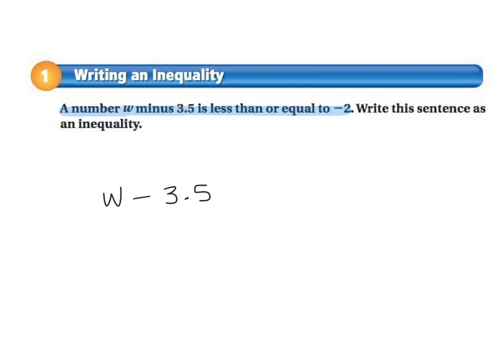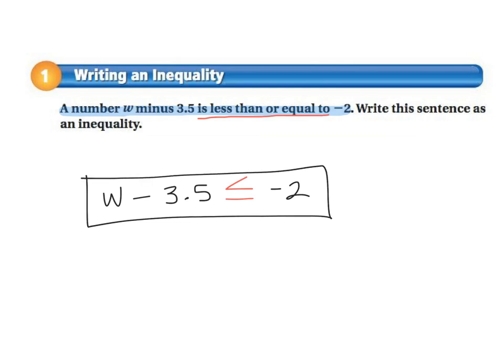All right, now the next phrase we need to be careful with. It says is less than or equal to. So that means this value is smaller, so less than. Notice that the closed pointy side is facing my smaller value, but then it also says or equal to, so make sure you add that extra line in the bottom. Is less than or equal to, and then we have negative 2. And this is our sentence written as an inequality.